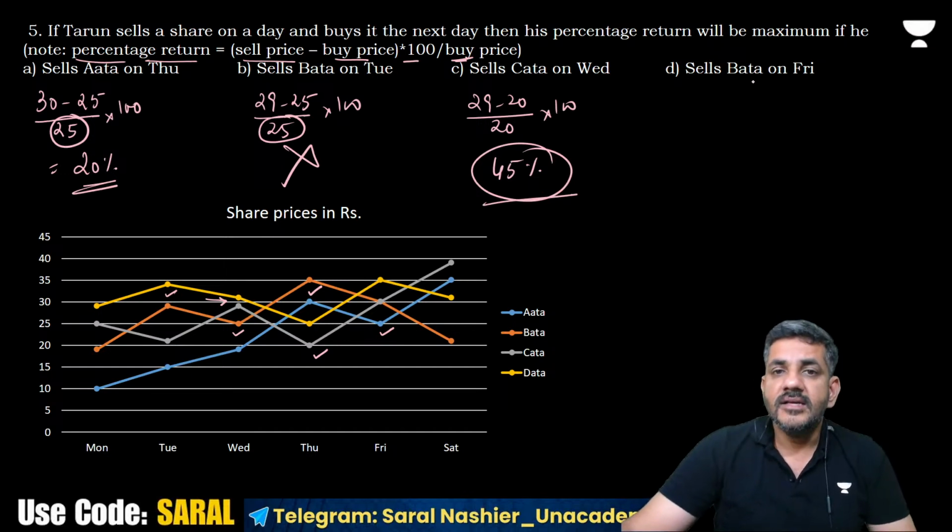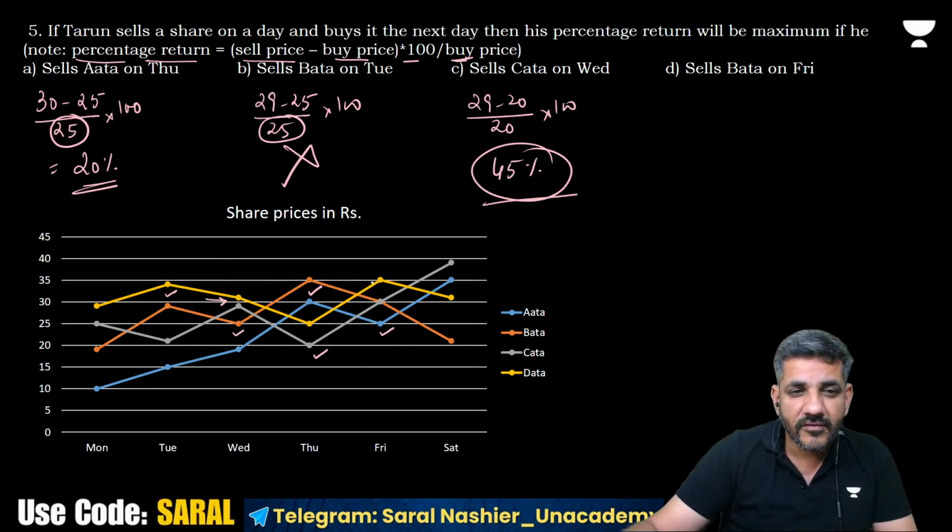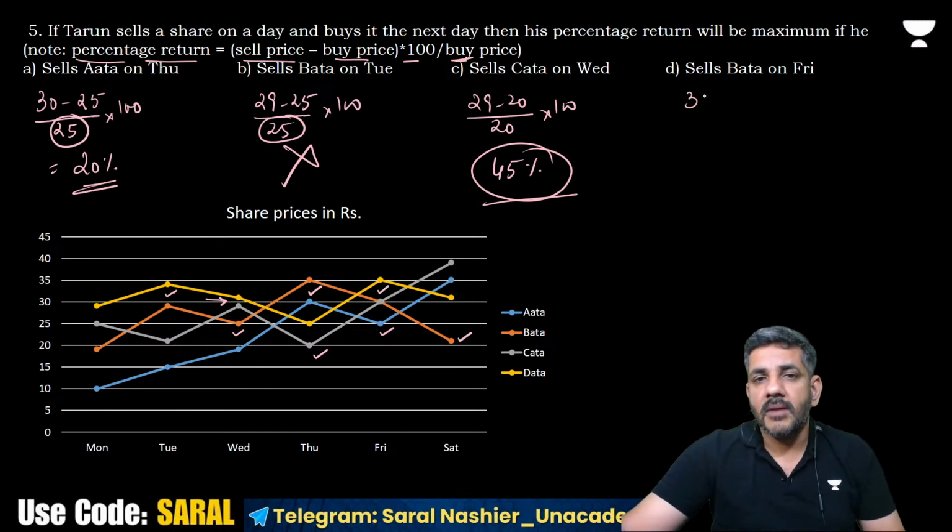And finally, sell B on Friday. If you sell B on Friday, the price of B on Friday is 30 and the next day price is 21. So 30 minus 21 upon 21 into 100, that is equal to 9 by 21 into 100, or you can say 3 by 7 into 100.